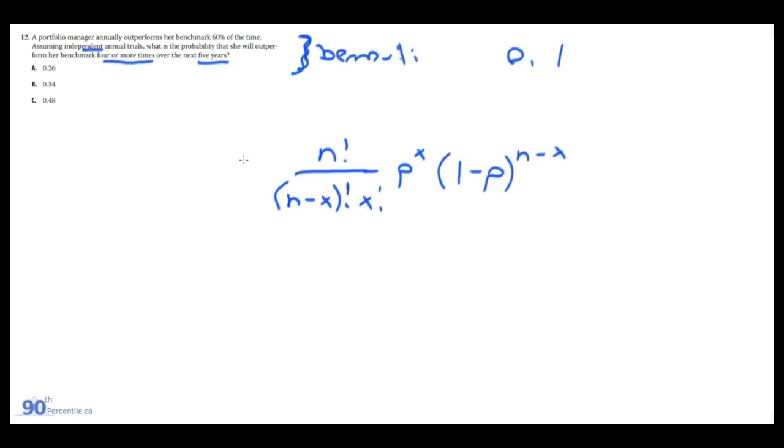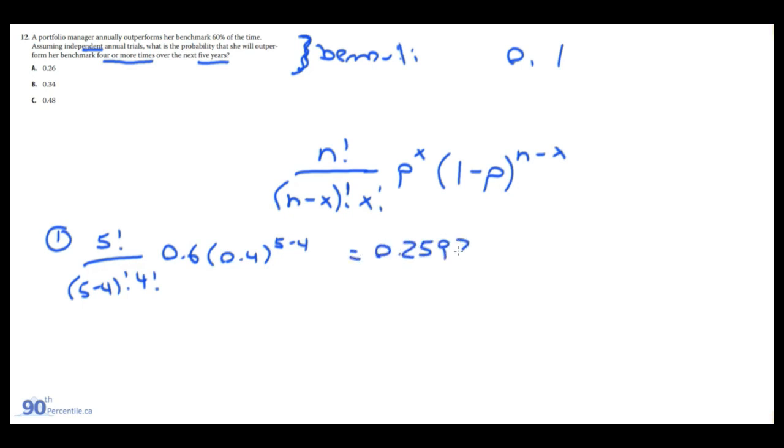So if we were to do this to calculate the probability that she outperforms 4 times, it would look like this. N is 5 because it's 5 years. And then 5 minus 4 factorial, we're choosing 4 successes, times 4 factorial times the probability, which is 0.6. And then multiply by 1 minus the probability, so 0.4 to the power of 5 minus 4. If you were to run this calc out, we get a probability of 0.2592, which is an answer in A, but they're trying to trick you once again, because this is the probability of 4 successes, not 4 or more.